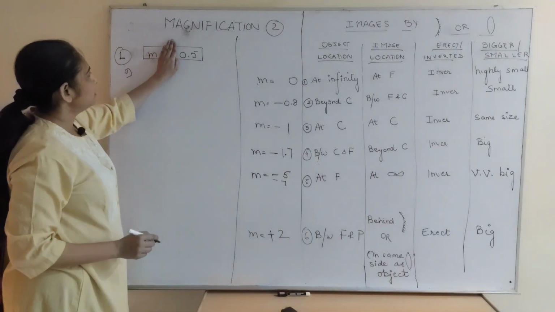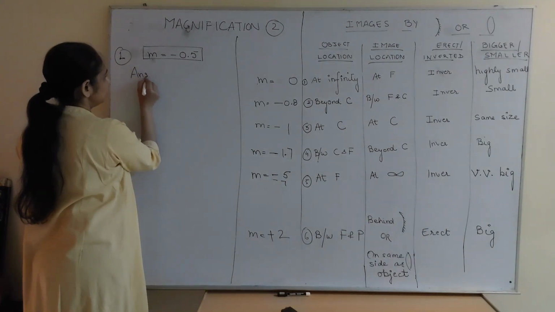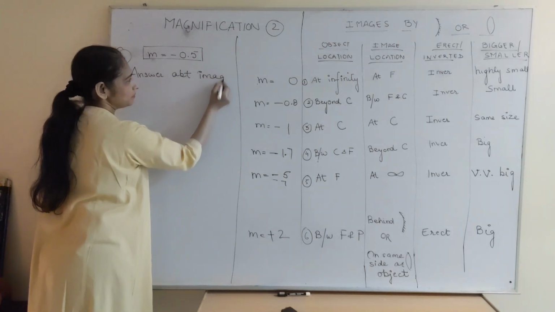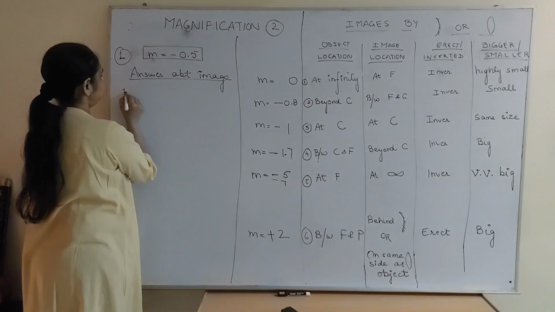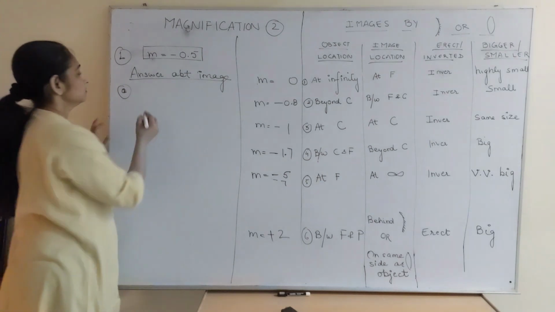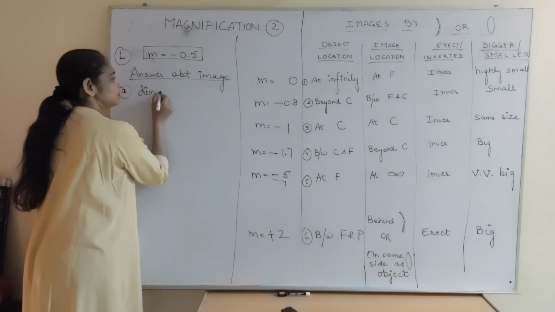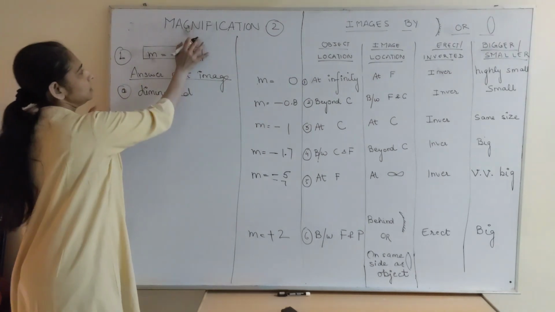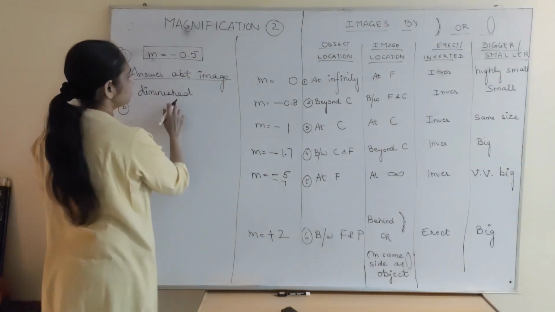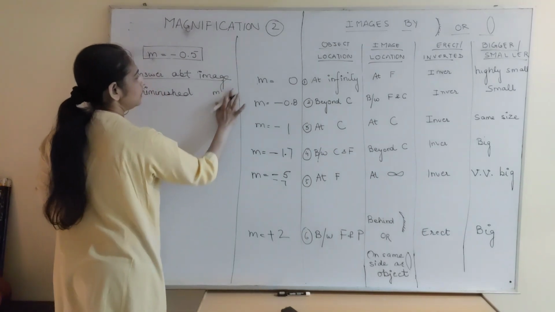Okay, first thing, from this, we are answering about the image, details of the image. So the first detail: the number is smaller than 1. So the image is diminished, right? It is small or diminished. The sign is negative. How did we come to know about the negative sign? Because m was less than 1.